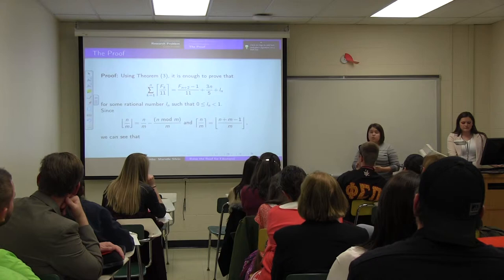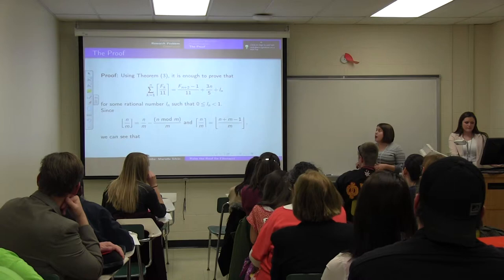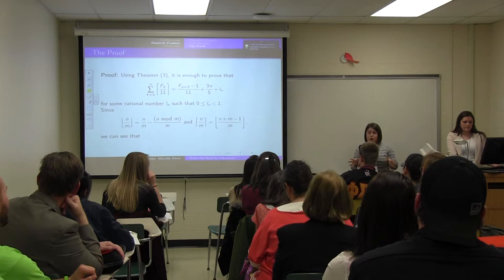So if we are able to prove this statement, then by Theorem 3, we can say that our a is equal to the ceiling of b, which would mean the summation from k equals 1 to n of the ceiling of f of k divided by 11 is then equal to the ceiling of f of n plus 2 minus 1 divided by 11 plus 3n divided by 5, which is our original statement. Therefore, we will have proven it. That is our goal in mind.